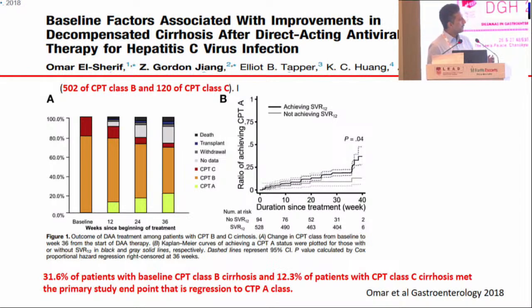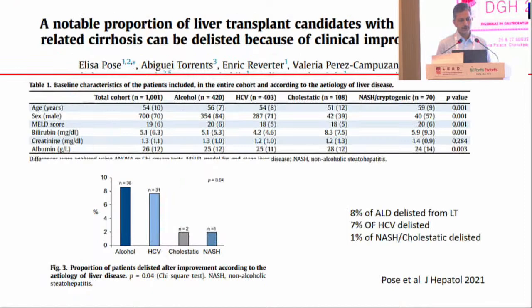So what is seen is that if we treat the underlying etiology, about 20% of the patients can be delisted and they revert to Child A. Whether they still have fibrosis, or whether they were on beta blockers, is not known from this study. But there is a certain percentage of patients who can be reverted to Child A status if we treat the underlying etiology. This is a second study which has shown that a notable proportion of liver transplant candidates with alcohol-related cirrhosis can be delisted because of clinical improvement if they abstain totally from alcohol.